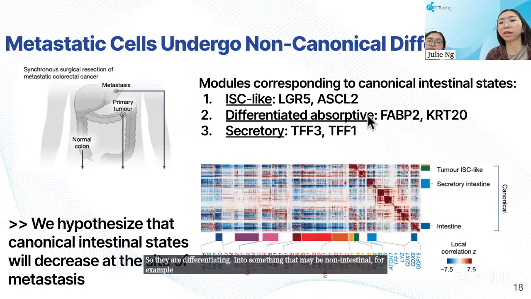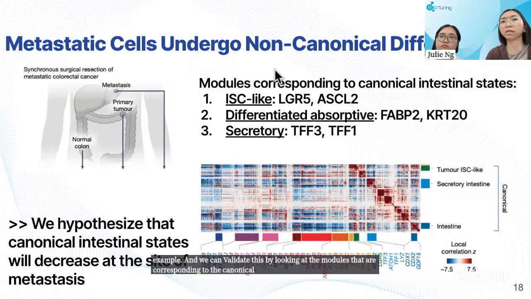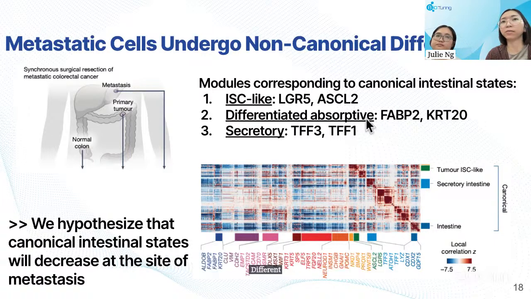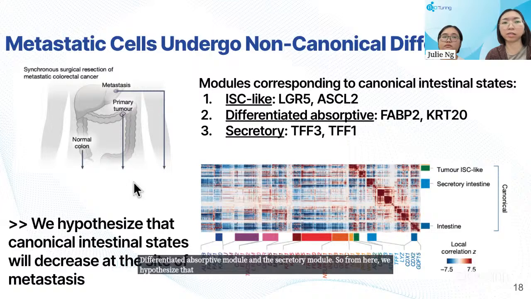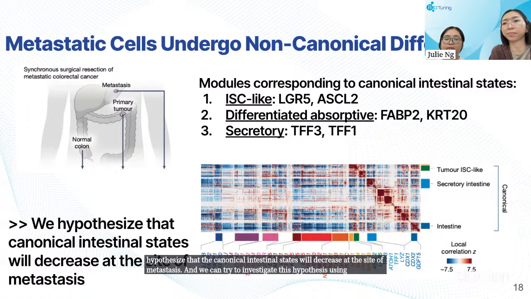And we can validate this by looking at the modules that correspond to the canonical intestinal states, which are ISC-like, differentiated absorptive module and the secretory module. So from here, we hypothesize that the canonical intestinal states will decrease at the site of metastasis. And we can try to investigate this hypothesis using TalkToData.